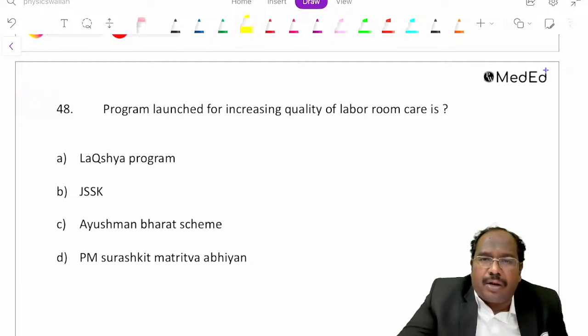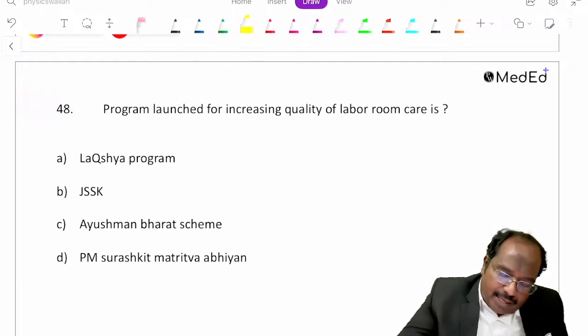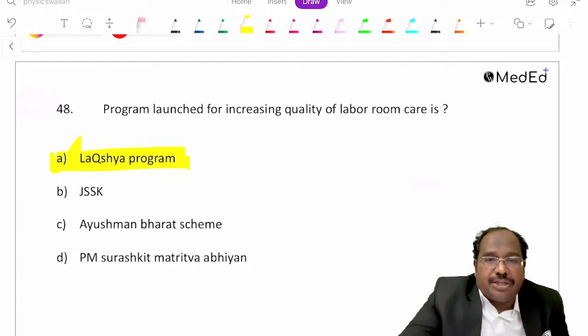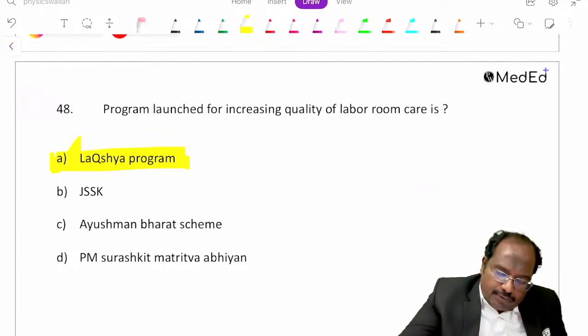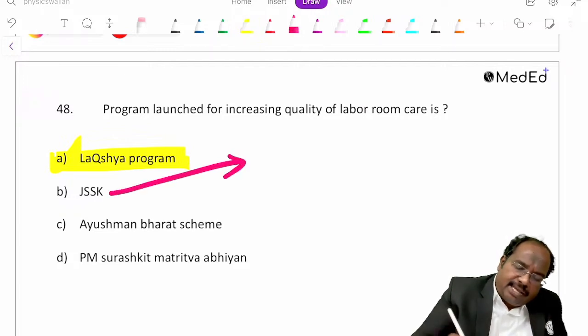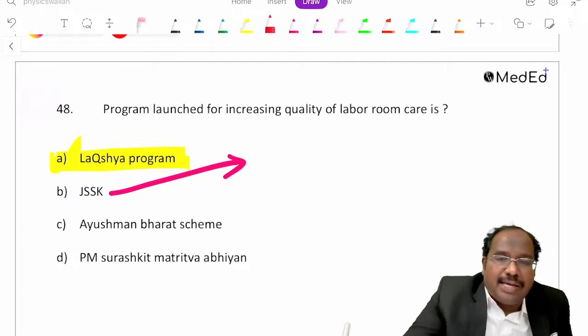Program launched for increasing quality of labor room care. So this is Lakshya, guys. The answer is Lakshya. Okay, fine. So we'll see one by one. What is JSSK?